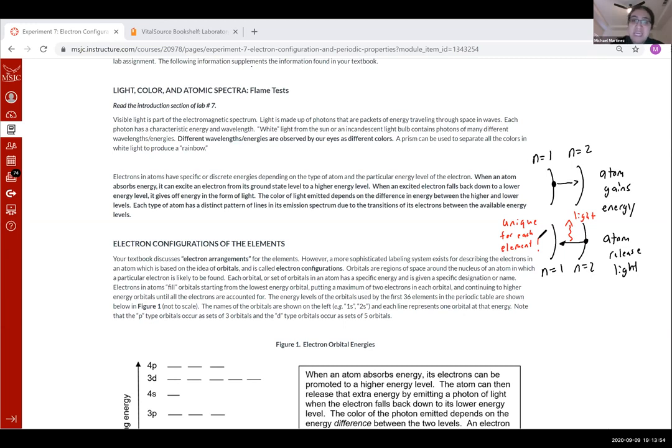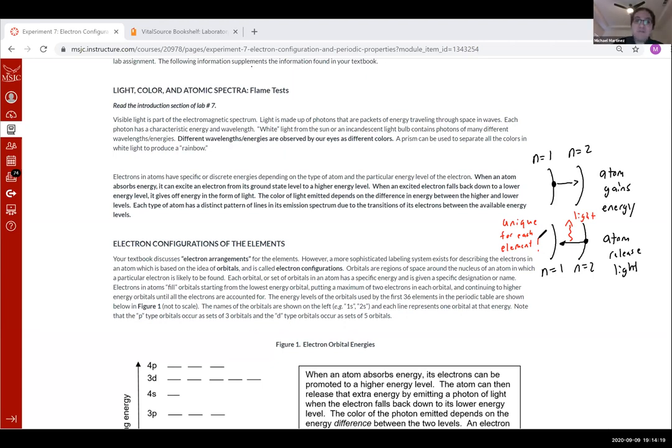So an atom gains energy when we heat it. The electron goes up to a higher energy level. It then drops back down and we observe light emitted. And in this experiment, we're going to observe the color of light and use it to identify the element found in a sample.